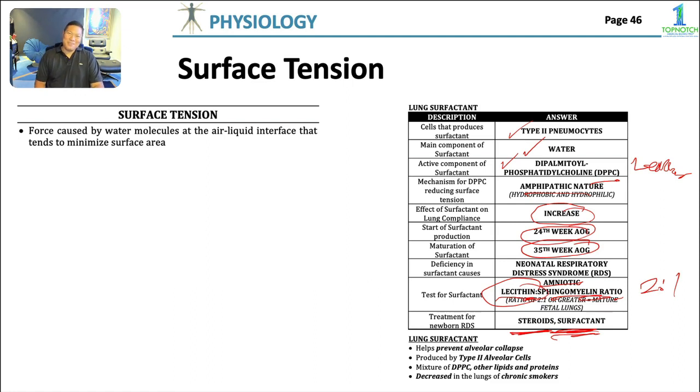Mnemonic: dexamethasone, betamethasone. Contrast that with cortisone and hydrocortisone, which are short-acting. Prednisone is intermediate. So cortisone and hydrocortisone are short-acting, betamethasone and dexamethasone are long-acting, and prednisone will be somewhere in the middle.